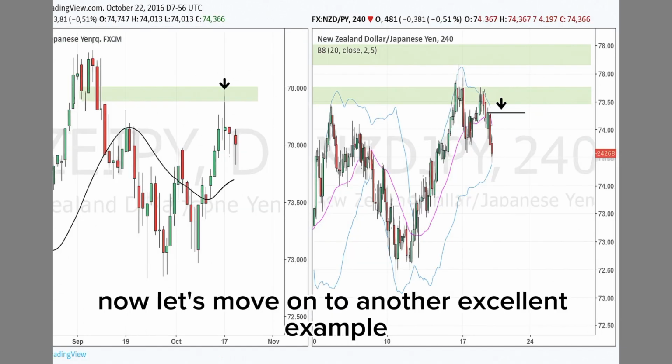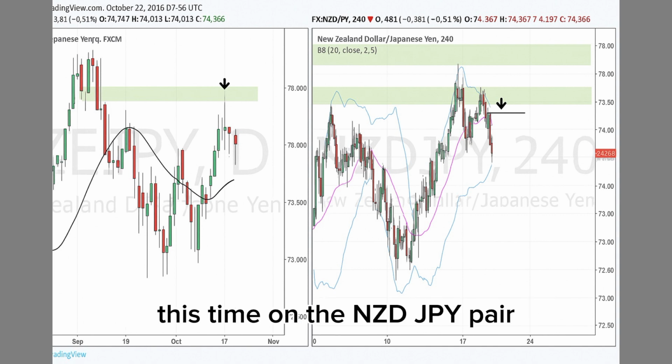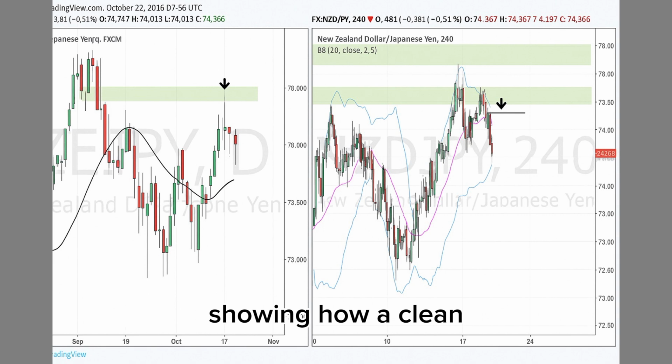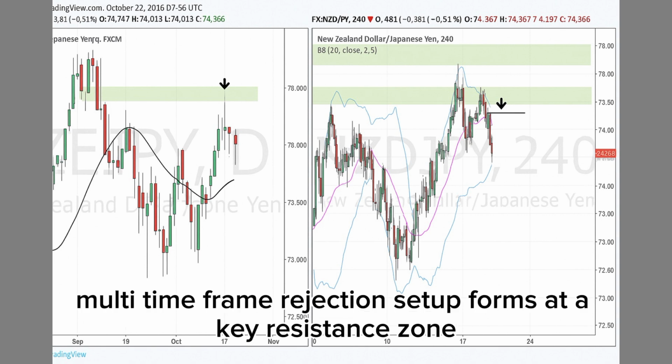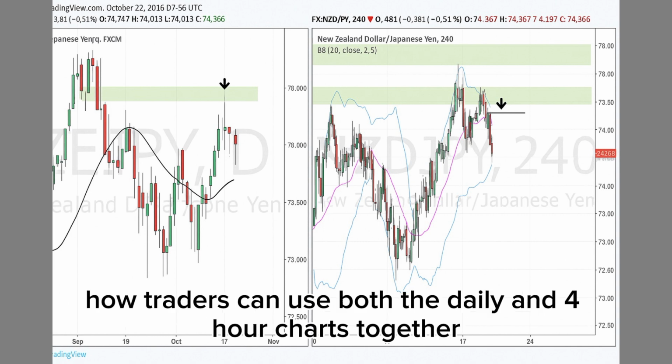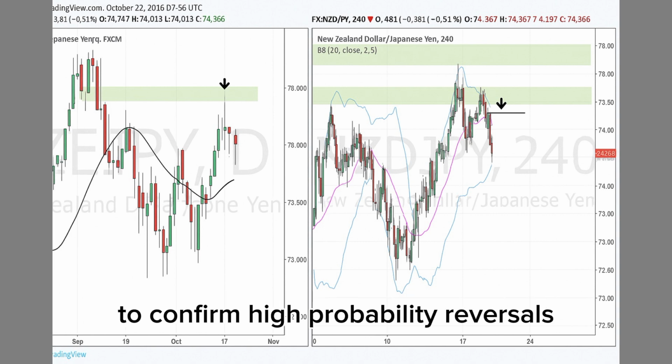Now let's move on to another excellent example, this time on the NZD-JPY pair, showing how a clean multi-time frame rejection setup forms at a key resistance zone. This example perfectly illustrates how traders can use both the daily and 4-hour charts together to confirm high-probability reversals.